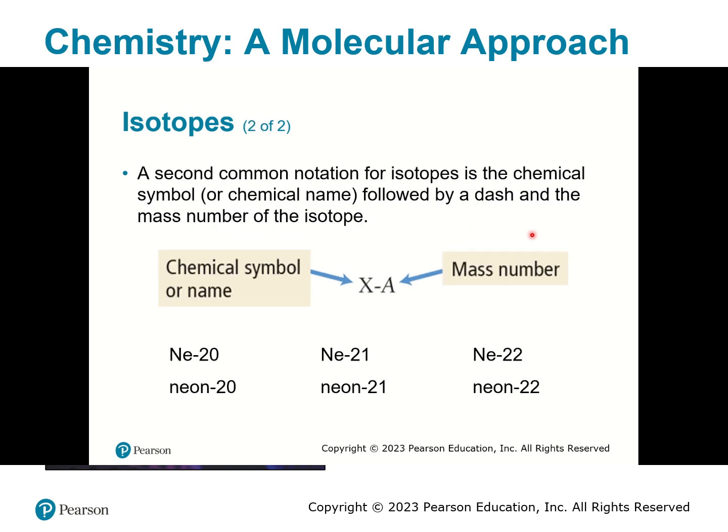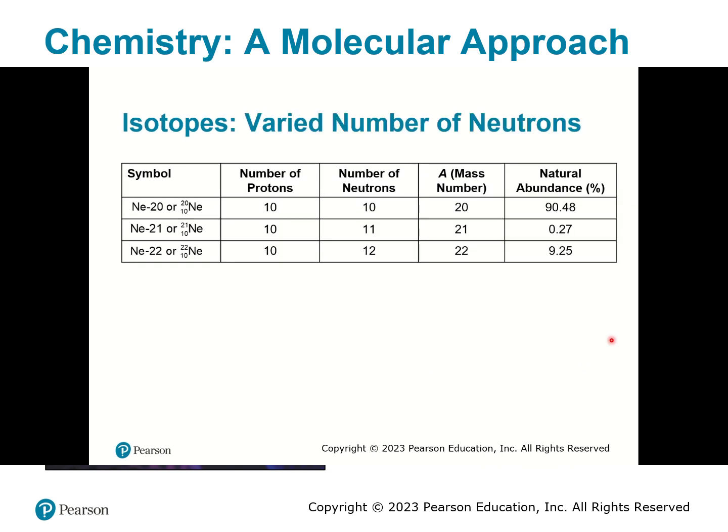So when you represent an isotope, normally we use the chemical symbol and the mass number. Like here, I have neon-20, neon-21, or neon-22. When you look at the number of protons, it's always the same. What's varying here is the number of neutrons. Of course, the mass number will change. And here we have the natural abundance. Most of the neon that you're going to find will be neon-20, 90% of it. Only 0.27% will be neon-21, and 9.25% will be neon-22.